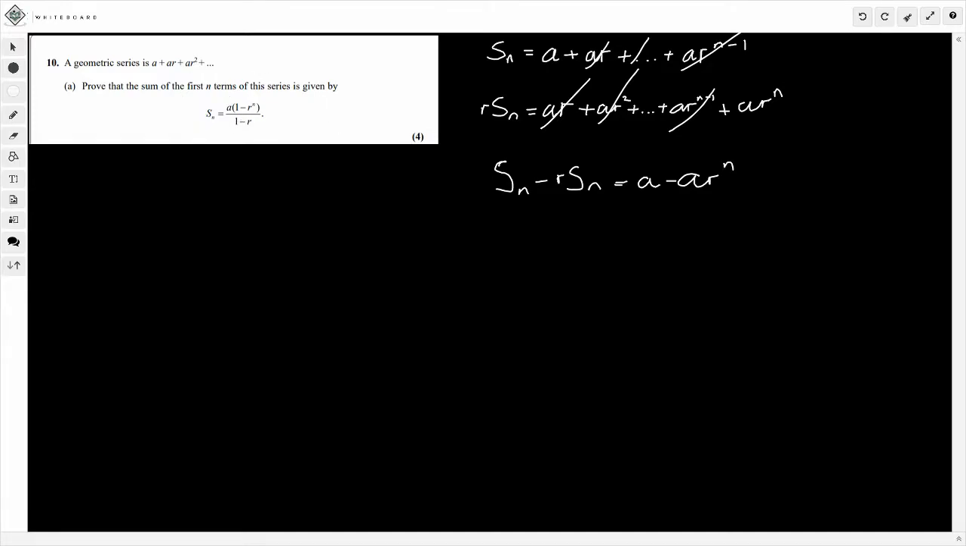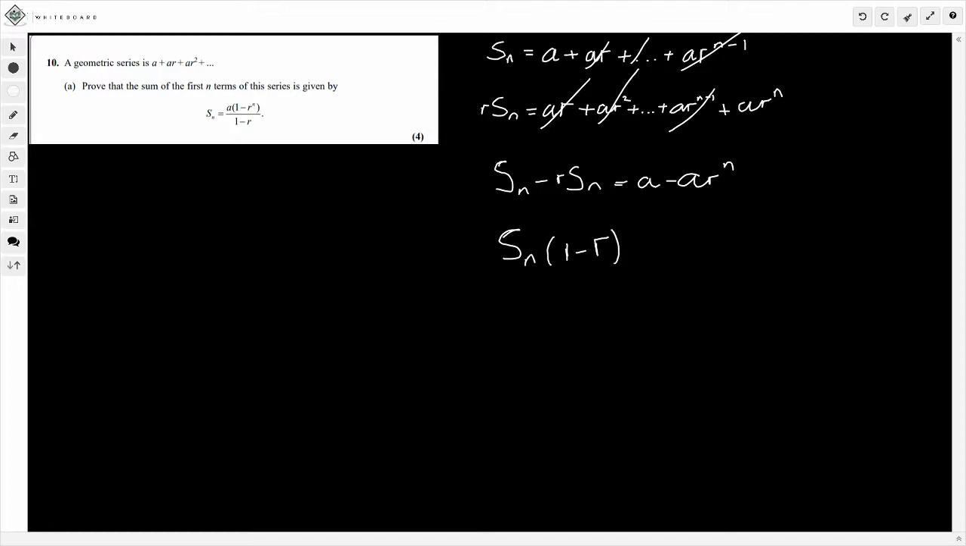Now, this isn't quite in the form that we needed, but we're not too far off. We've just got to do a couple of extra steps. Can you spot what we're going to do? We're going to factorise both the left-hand side and the right-hand side. What can I factorise on the left-hand side? That's going to be the Sn. It's in both this part and this part. So I'm going to factor out Sn, which gives me Sn times 1 minus r.